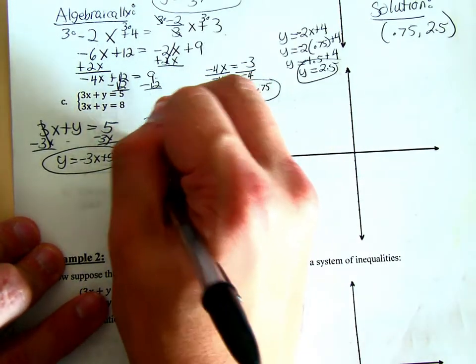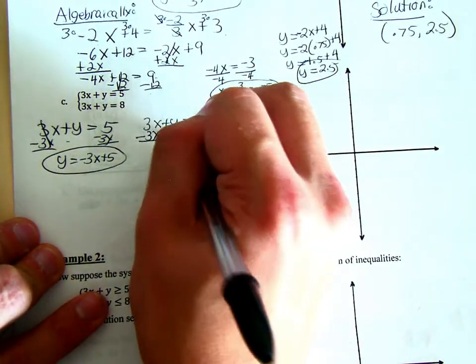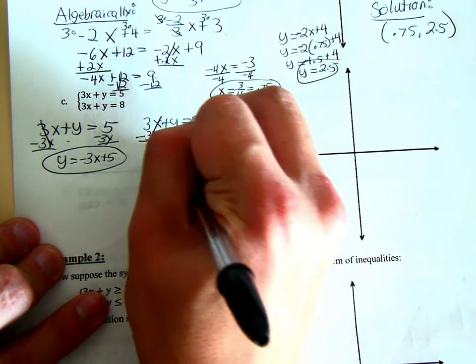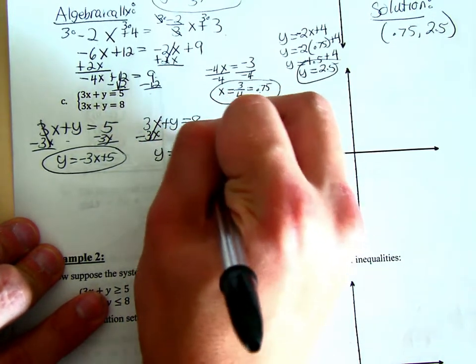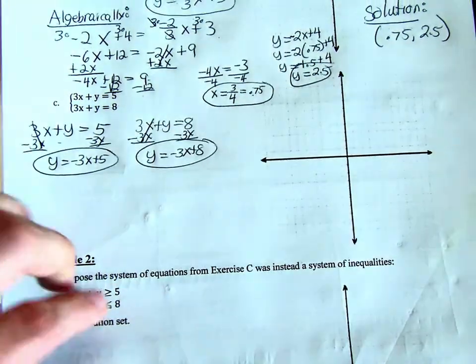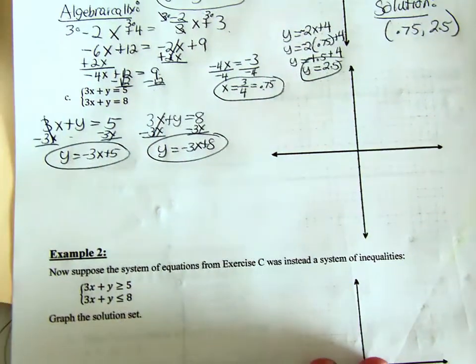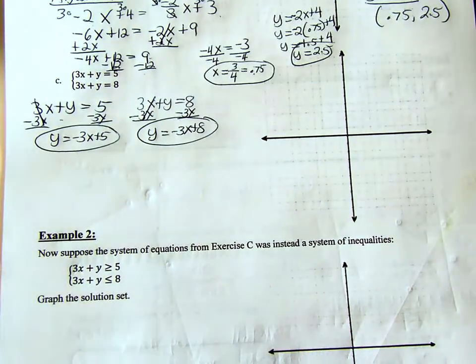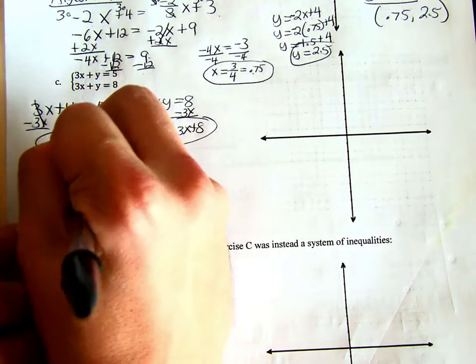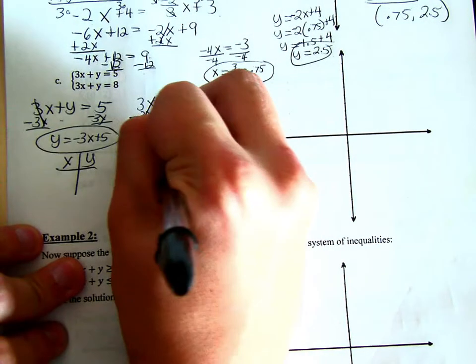Do the same thing over here. Subtract 3x, subtract 3x. So I get y is equal to negative 3x plus 8. So now if I'm looking at this, negative 3x plus 5 and negative 3x plus 8, I'm going to come up with a table of values. So I'm going to come up with just a table of values for this one, a table of values for this one.